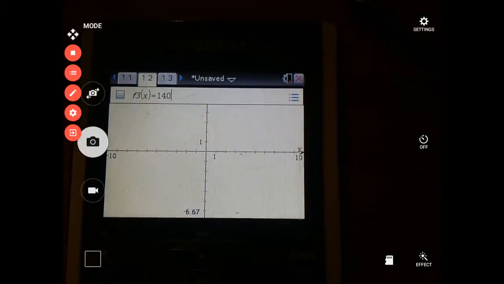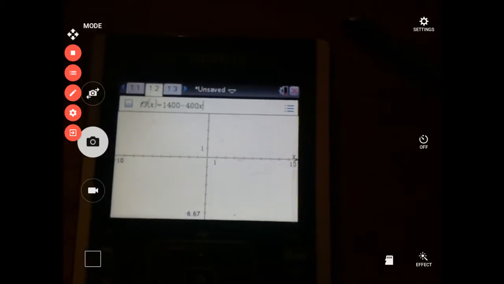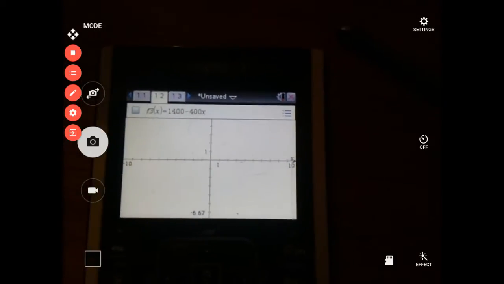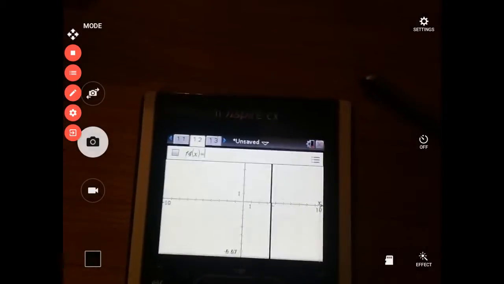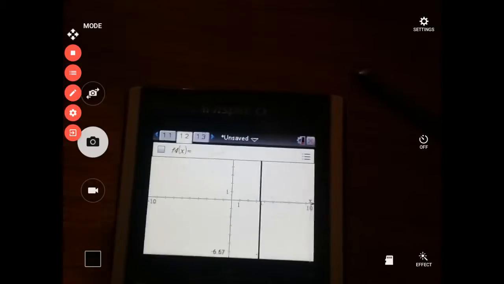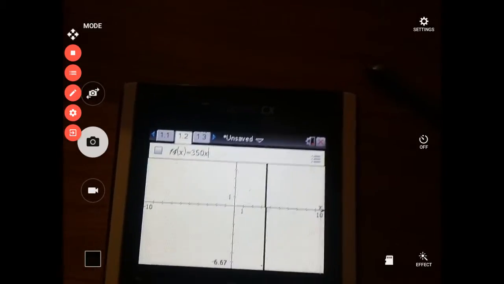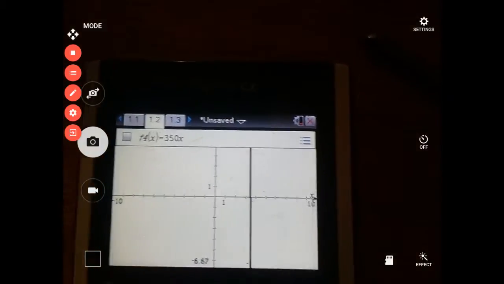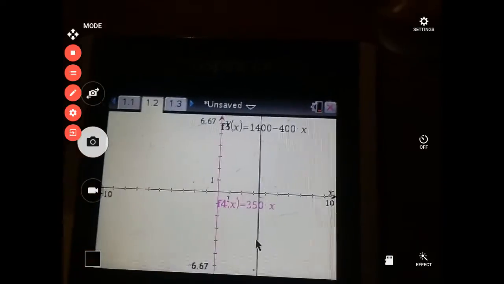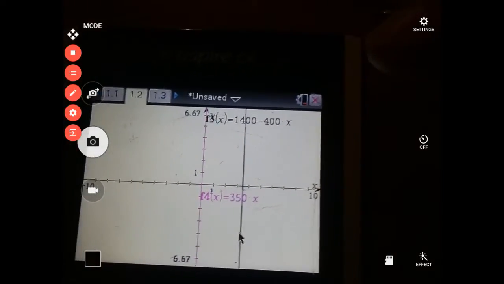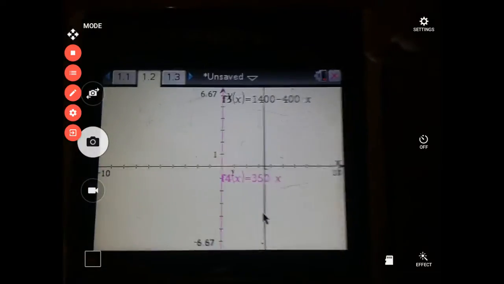So it's 1400 minus 400x. Remember, you're graphing y's and x's. F of x is just y. So you graph that, and then hit the tab button, and then we're graphing 350x. Remember, I hit the tab button to get the F4 of x. Awesome. Now, ooh, those lines look like they're straight up. It's really weird. Remember, the graph only goes up to 6.67.